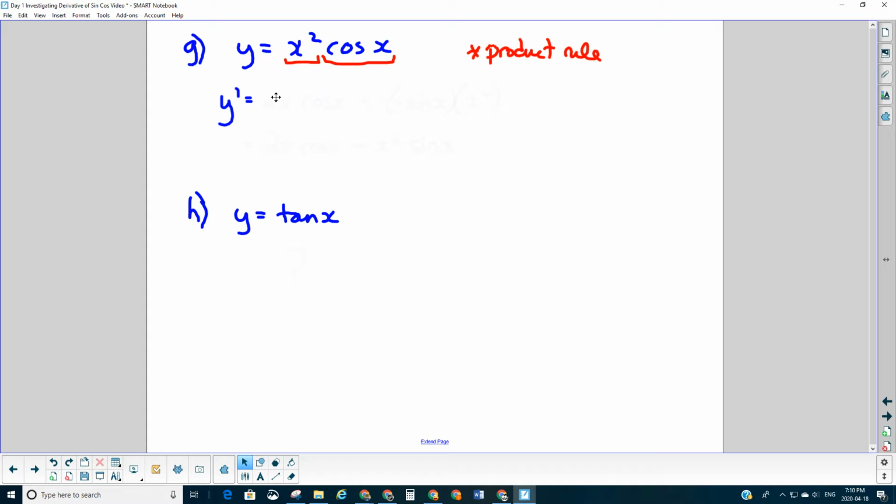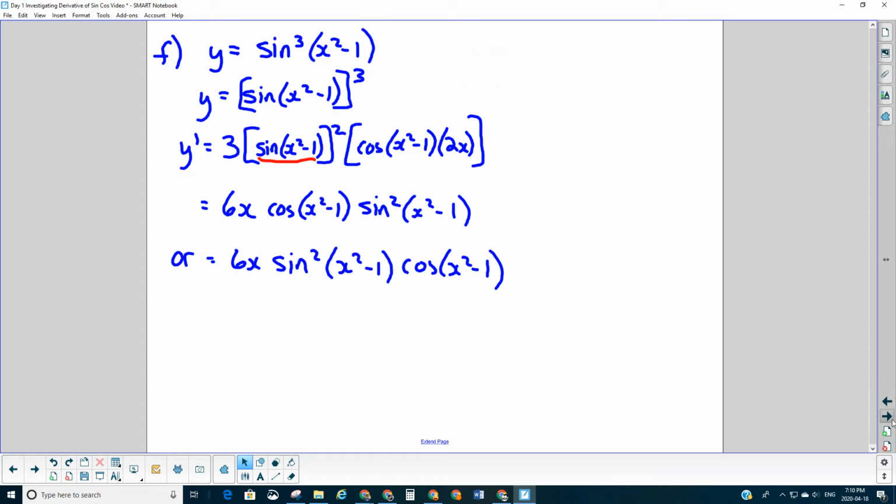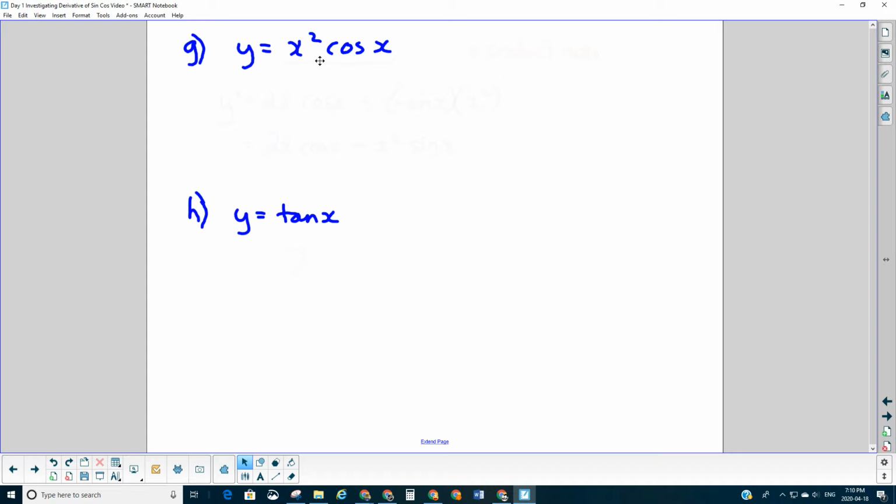The derivative of the first is 2x. What's the derivative of cos? Well, the derivative, oh, sorry. Let's backtrack. Let's start over here. All right, let's do that again. Sorry. There's the product rule.